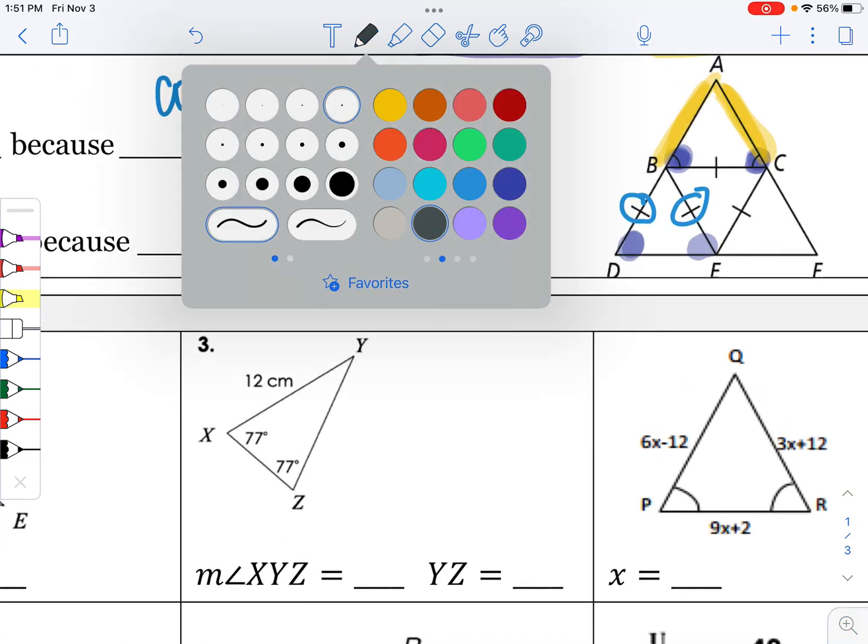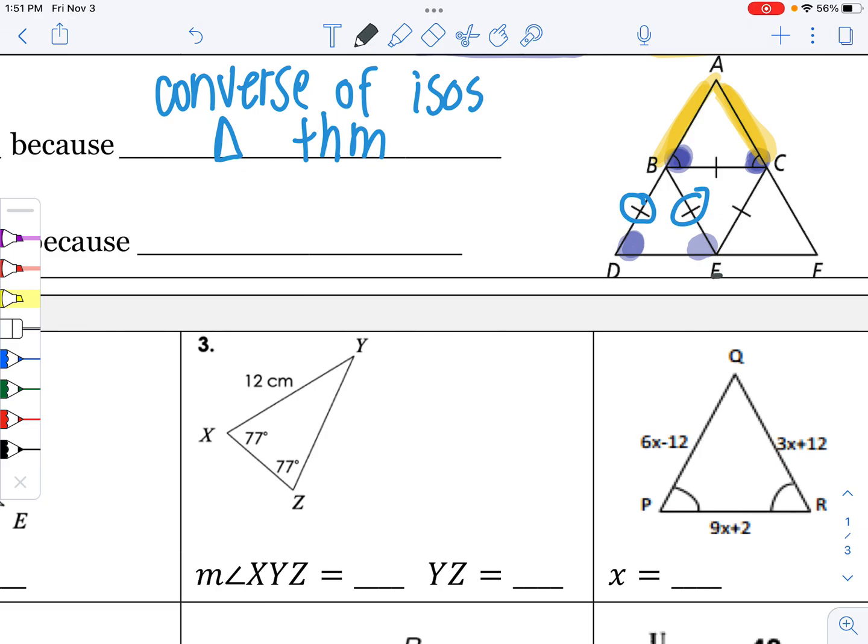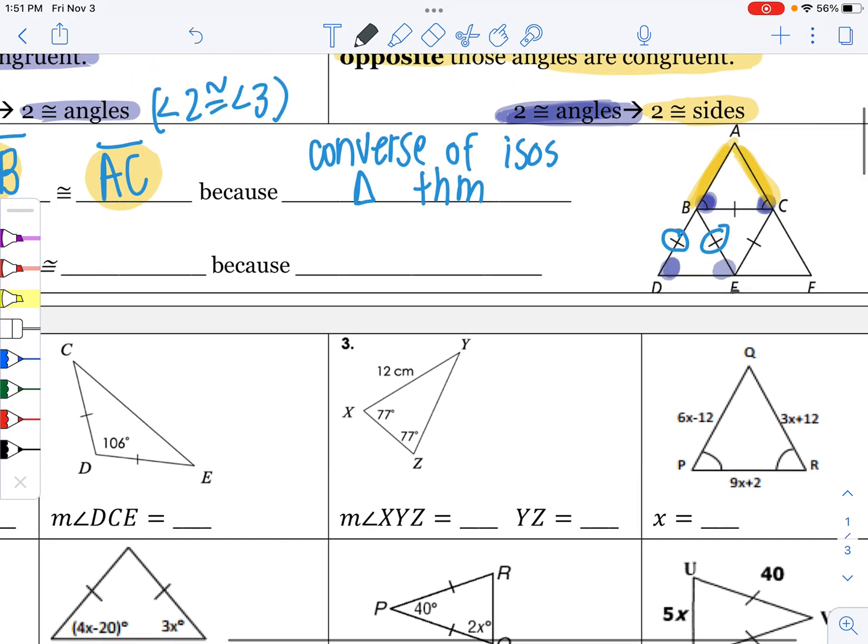Is that supposed to be an E? I think that's supposed to be an E. Hold on one second, guys. Let me make that a little bit darker for us. Yeah, that's supposed to be an E.